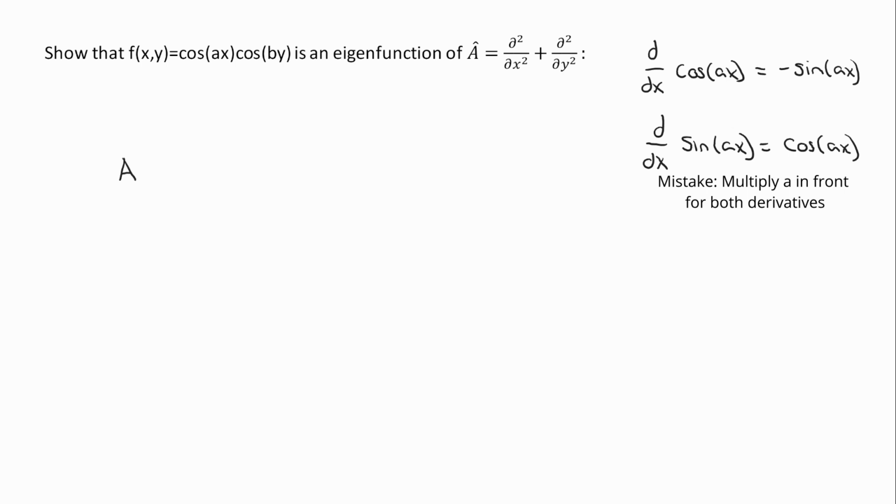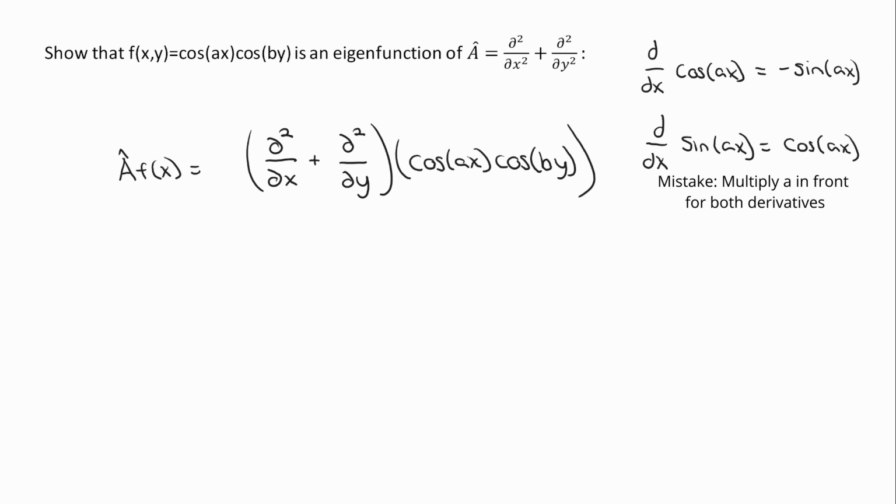So first, we need to act our operator upon our f of x function. We're going to act our operator upon our wave function, where it's going to be the second partial derivative with respect to x, plus our second partial derivative with respect to y, acting upon our function here, cosine of ax times cosine of by. Just like these operators, we need to actually distribute our operator onto our function. So what we will end up doing is the second partial derivative, and we should have 2's down here on the bottom. Hopefully you catch that mistake when I first made it.